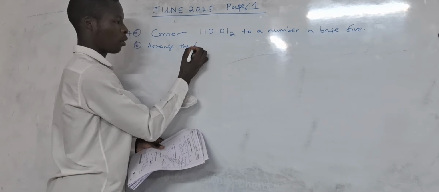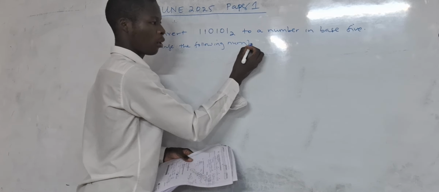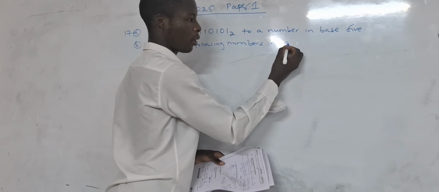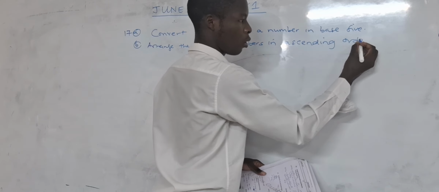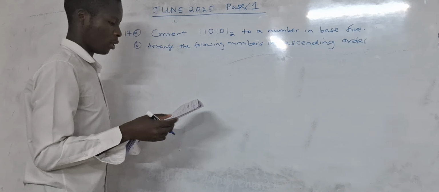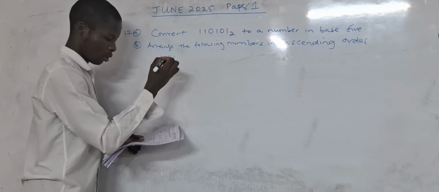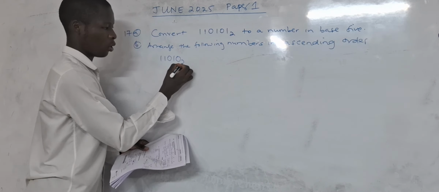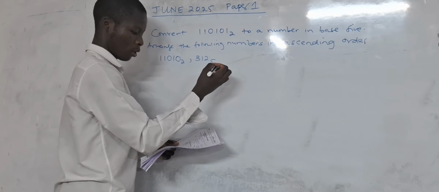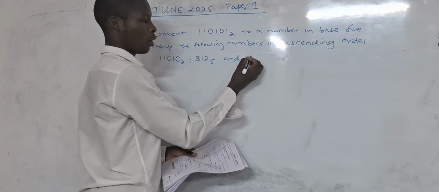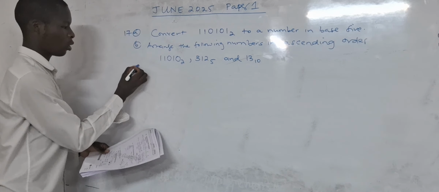Arrange the following numbers in ascending order: 110101 base 2, 312 base 5, and 13 base 10. This is a two-mark question.